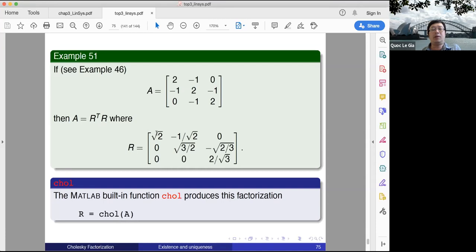And here you can check that the Cholesky factorization of this matrix A is given by this. We can check by MATLAB. In MATLAB, there's a function called CHOL, which is just an acronym for Cholesky. It will compute the Cholesky factorization for you. So let me share it with you. Now suppose I share my MATLAB.